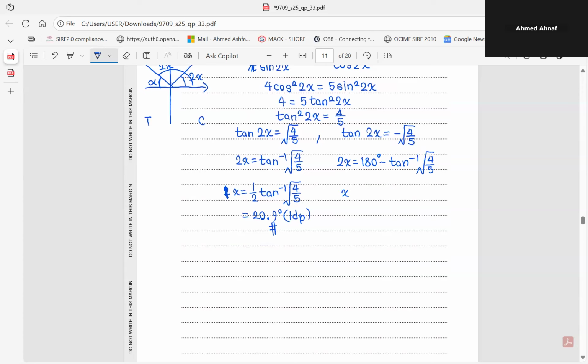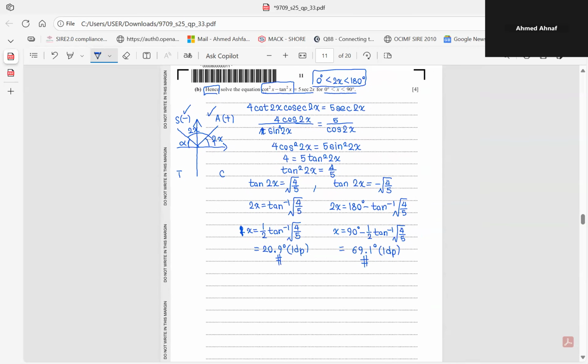Now we can divide the whole equation by 2. So 180 divided by 2, you get 90 minus half tangent inverse square root 4 over 5. So type it into a calculator. Again, make sure the calculator is in degree mode. You will get 69.1 degrees to one decimal place. So these two are our final answers for this question.